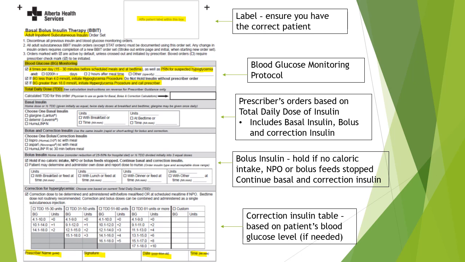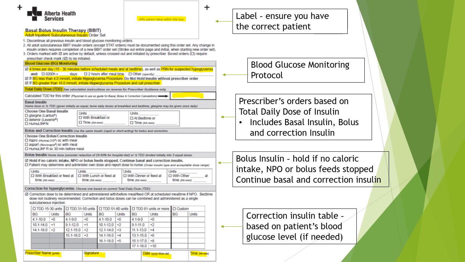whether the patient's NPO for any lab tests, procedures, or for surgery, and then their overall diet. So how regular is the diet and what does their diet consist of. So the physician will take that into account when prescribing the daily dose of insulin, and then they'll write the number into that box.